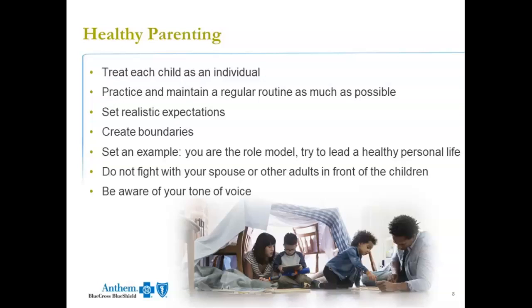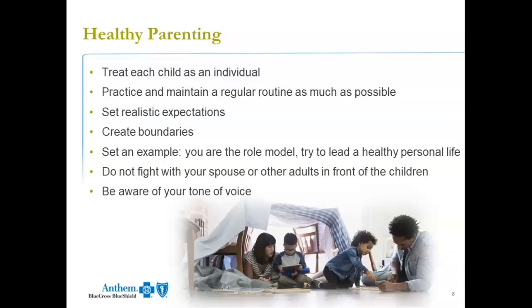Practice and maintain a regular routine as much as possible, because for children, routine is the same as stability. Okay? Children need stability, and they find stability in routines. They're very disoriented when routines change. And if the routine has to change, please communicate that to them. If possible, share with them why it's changing as opposed to just dragging them along and having them become insecure.